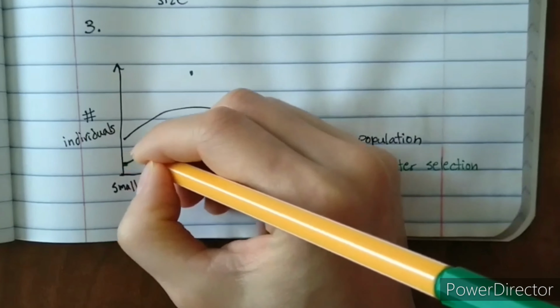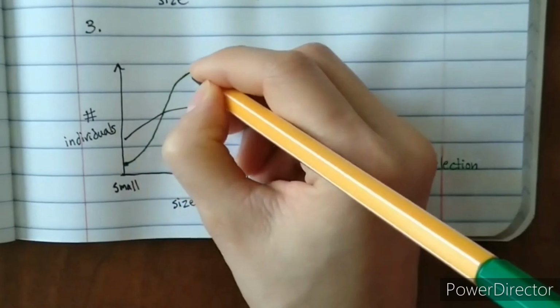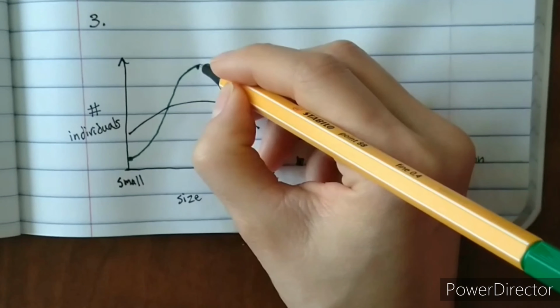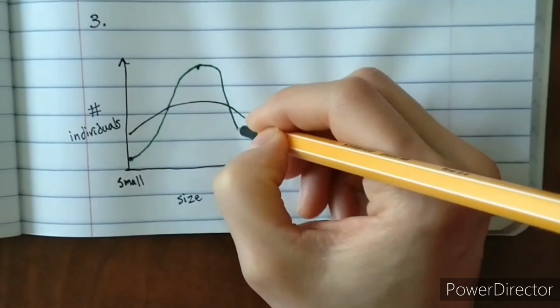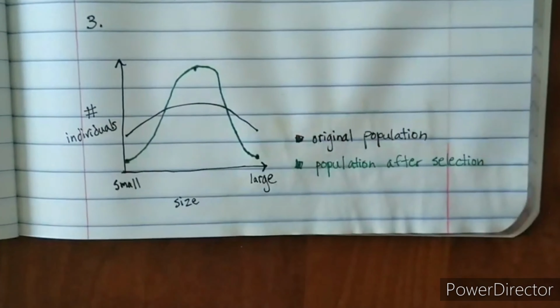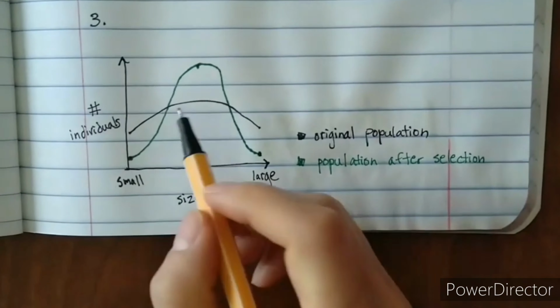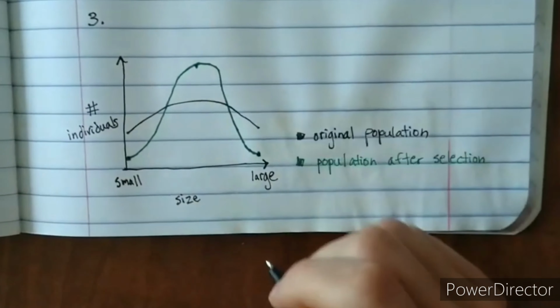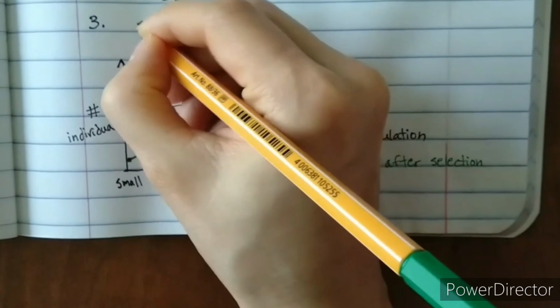What we then start to see with the population over time is that medium-sized rabbits will be favored as they have greater access to the resources, have a higher chance of surviving and reproducing, and are overall more fit. This type of selection is going to be called stabilizing selection.